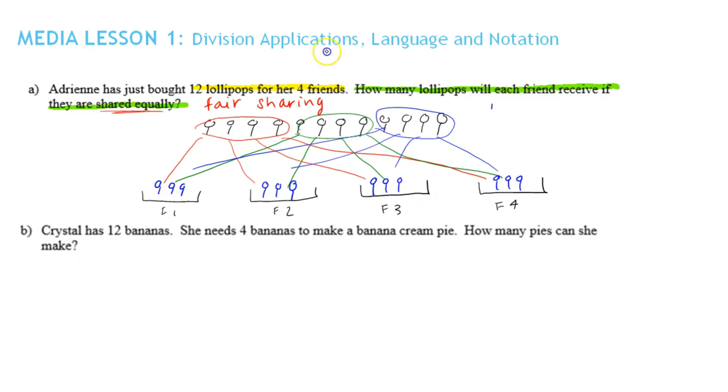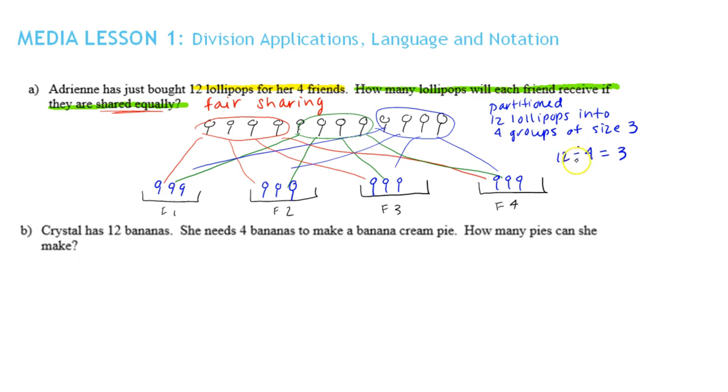So we partitioned 12 lollipops into 4 groups, and each group has size 3. And this is, again, one application of division. So we divided 12 into 4 equal groups, and each group has size 3. 12 lollipops divided by 4 friends is 3 lollipops per friend.